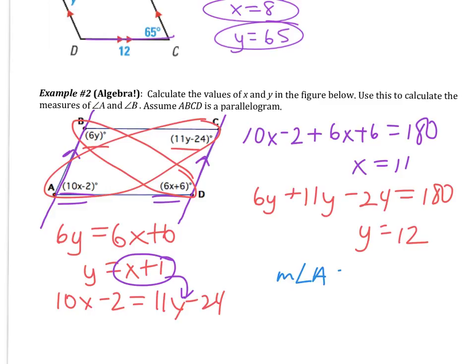108, okay? The reason is it is 10 times 11 minus 2, or 108. And what's the measure of angle B? You should get 72, either 6 times 12 or 180 minus 108. Either one works, okay? Questions on that one? That one was a tricky one, okay?